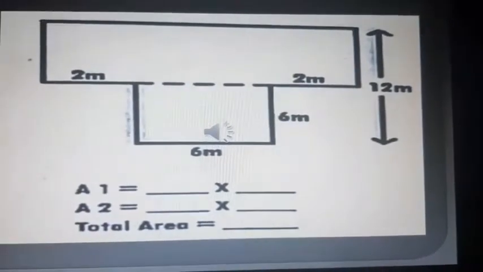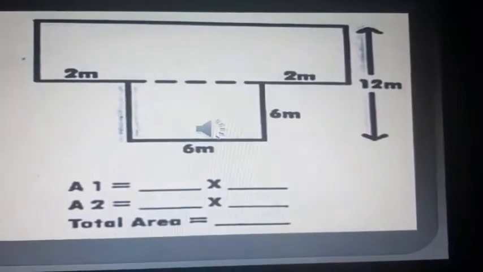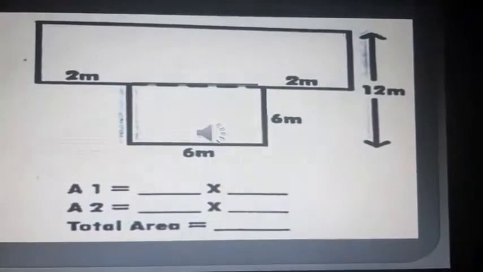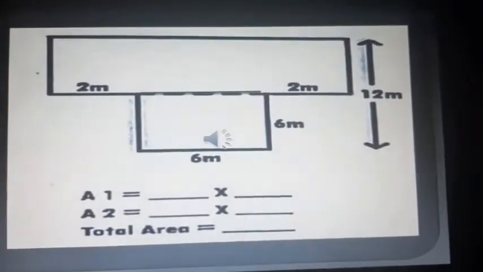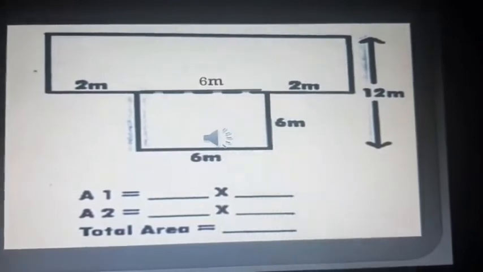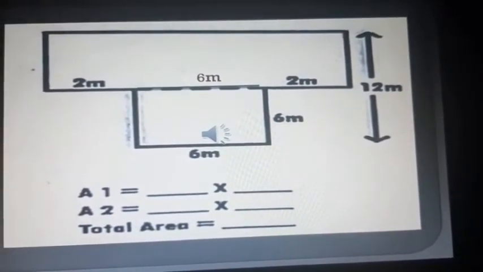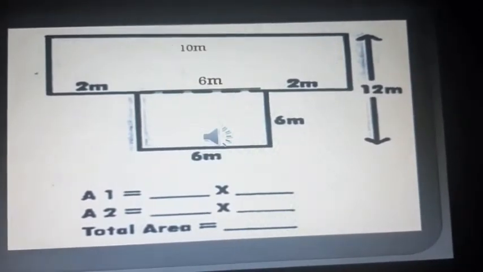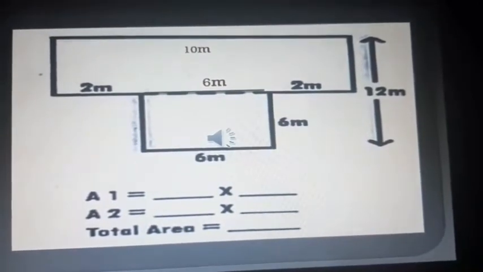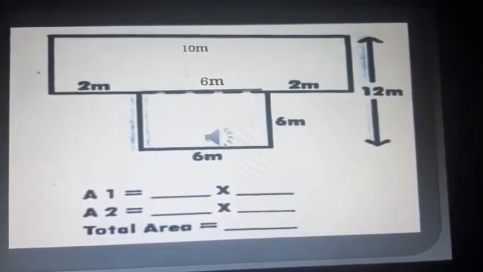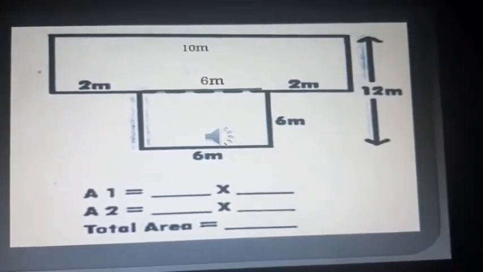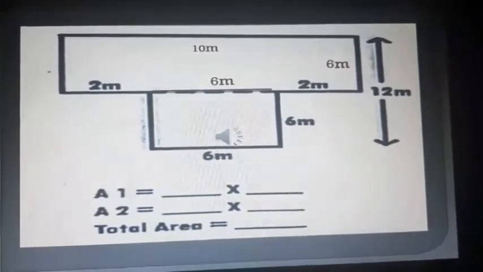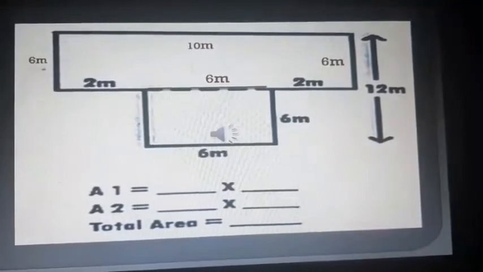Okay, here, what do you make here? Yes, a line to divide it, and this line equals, yes, the opposite side is 6 meters, so it will be 6 meters. Okay, now you have 2 meters, 6 meters, 2 meters, so the total length here, yes, 10 meters. Okay, you have the width is 12 meters, and you take here down, the first shape is 6 meters, so up it will be 6. And what about the opposite side, it is 6 also.